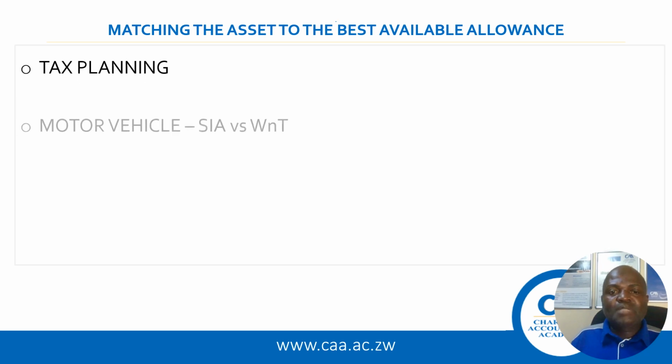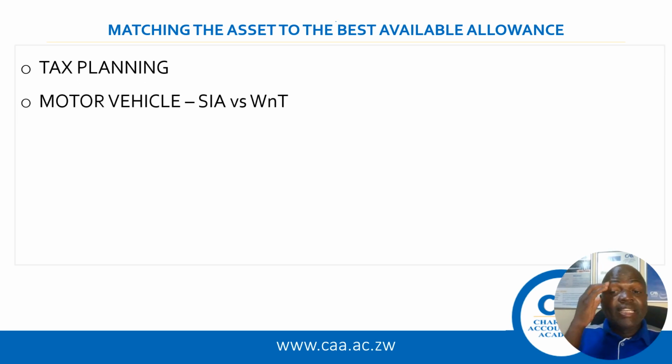So here I'm talking about tax planning, and another example where we were talking about reducing your tax liability: a motor vehicle is eligible to claim both SIA and wear and tear, but wear and tear is 10% on a reducing balance in your first year, whereas SIA will be 25%. So in order to increase our allowable deduction, we will go for SIA, since there is an option to choose, and exercising this option is the tax planning aspect.